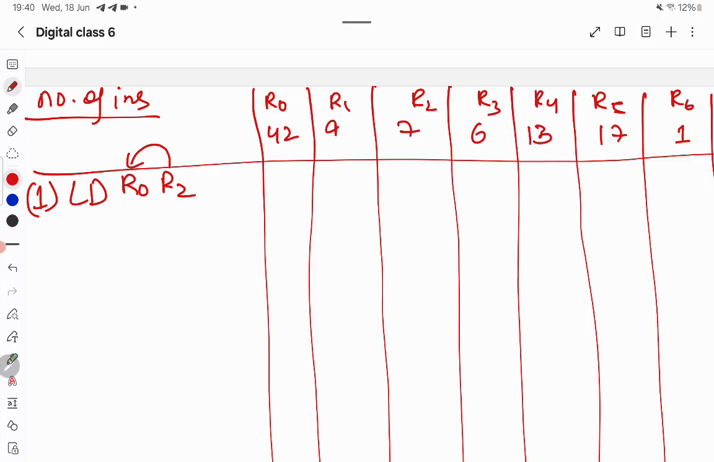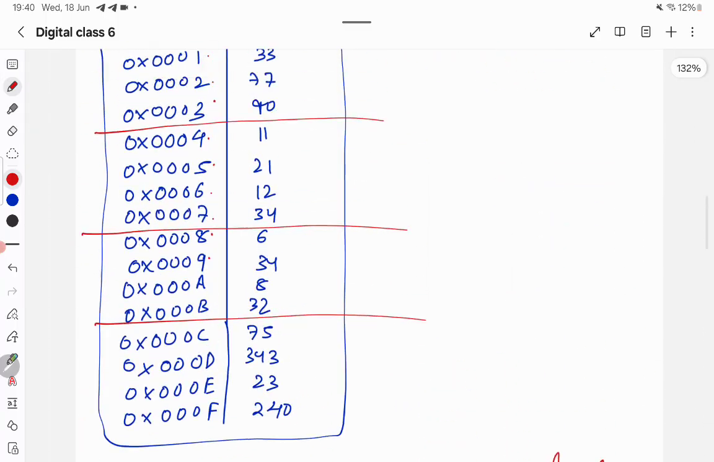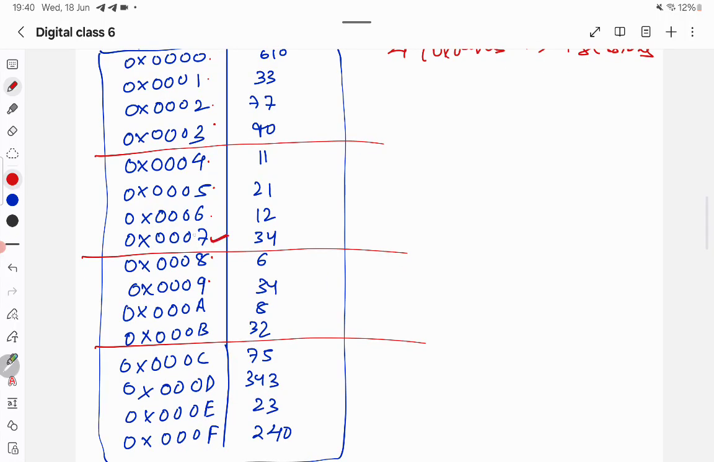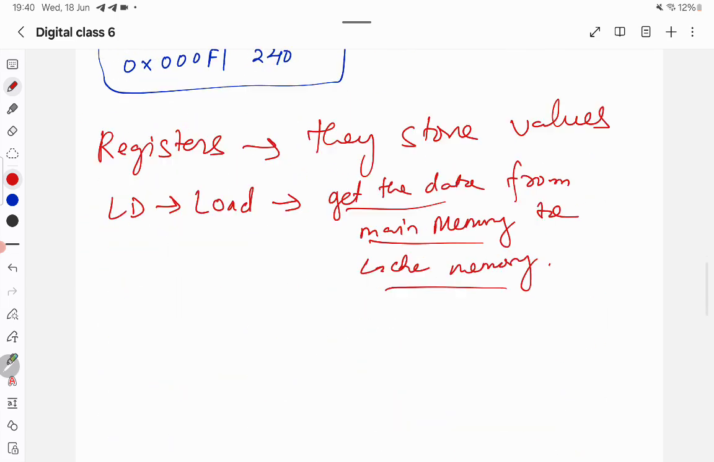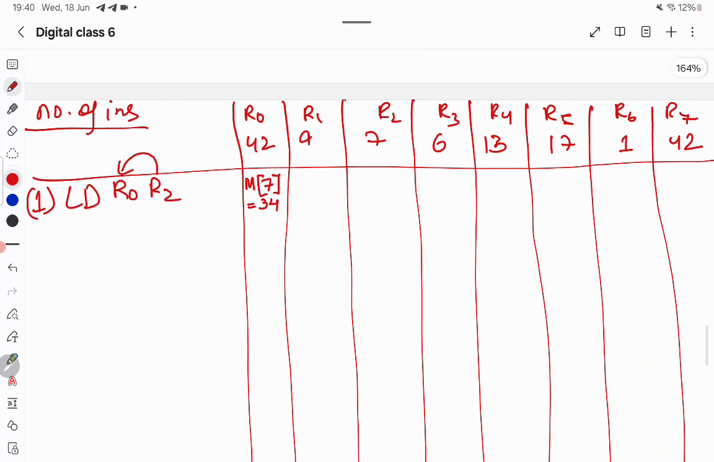This means you will write M of memory of R2's value, which is 7. So M of 7 is equal to, you will go here, where is 7? This one, 7, right? So what is the value here? 34. So M of 7 is 34. You will simply copy it down. Don't look there, look here only at this.